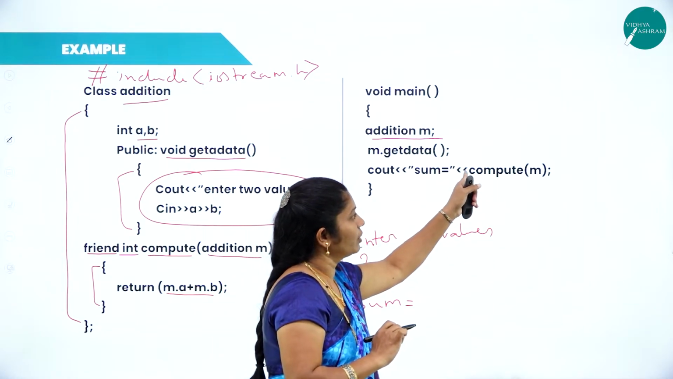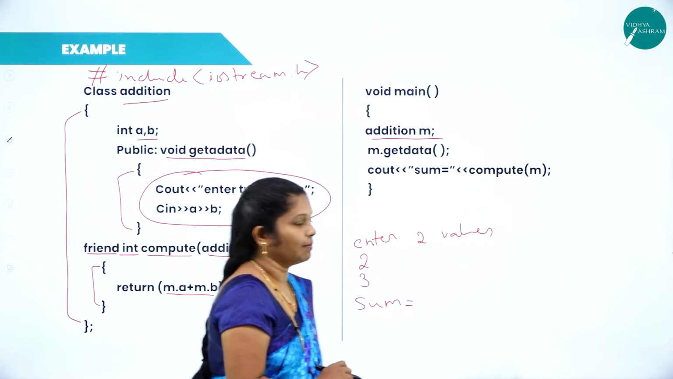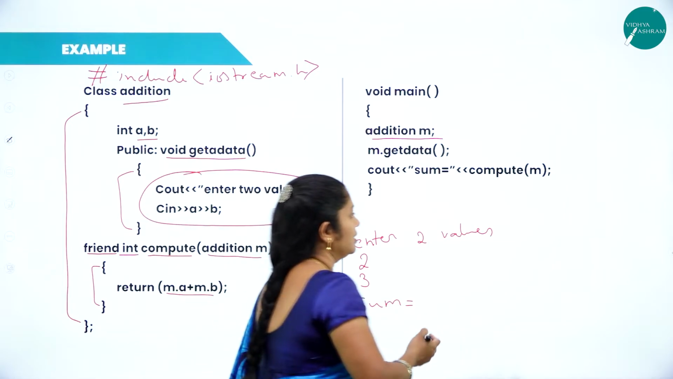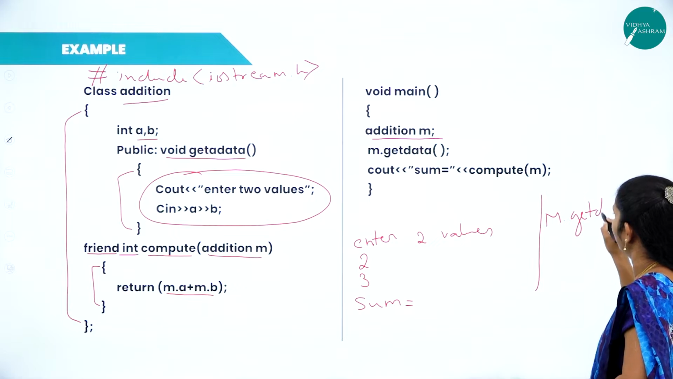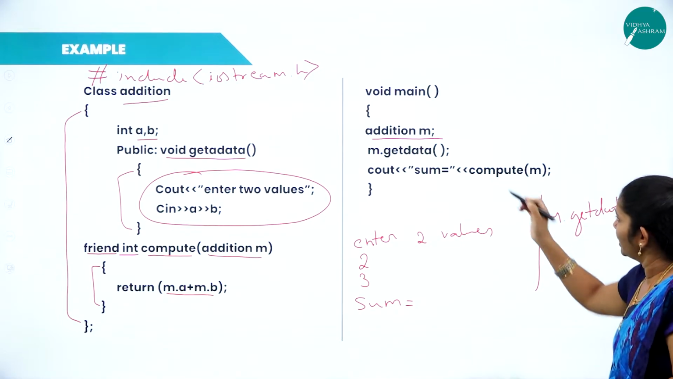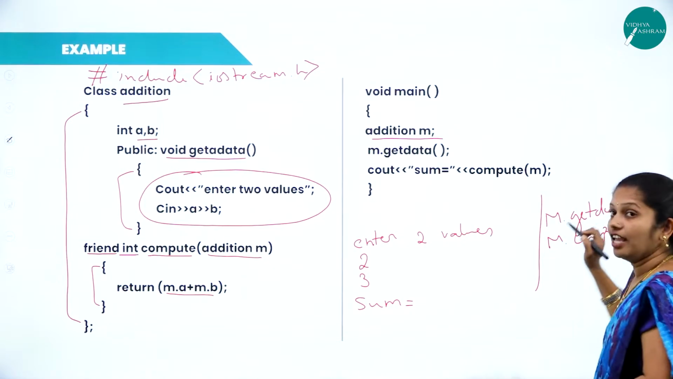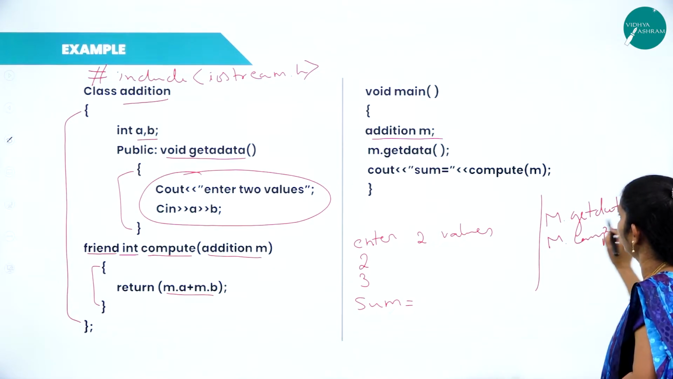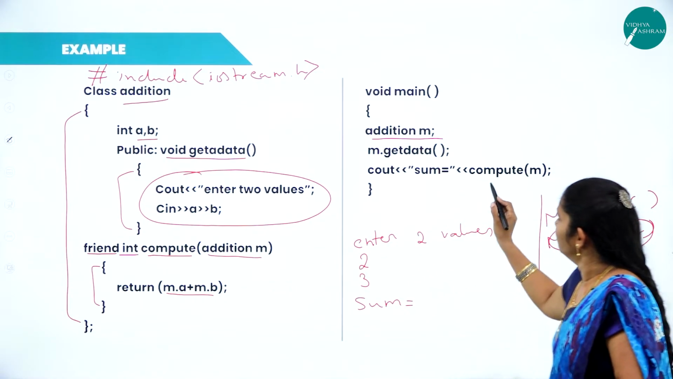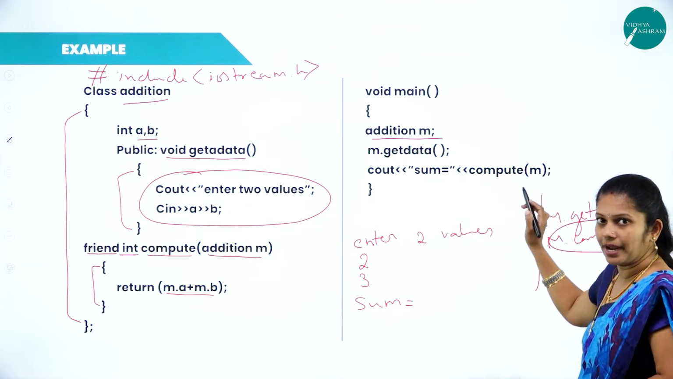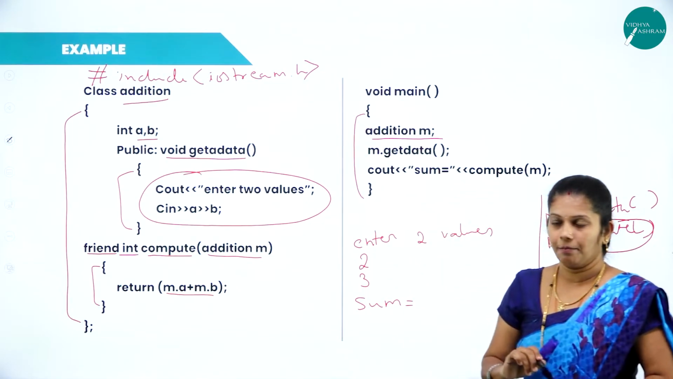Directly, before writing the object name, you have to write the function name, then inside the brackets you have to mention the object. Whereas in other cases, how will you write? Object m dot get data, like that we write. If I want to call m dot compute, like that we call it if it is a member function. But here compute is not a member function, it is a friend function. So compute, inside the brackets you have to write the object name. Then close this main program.